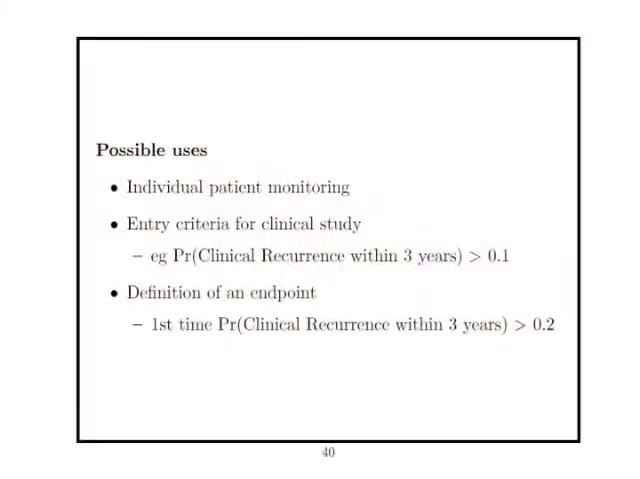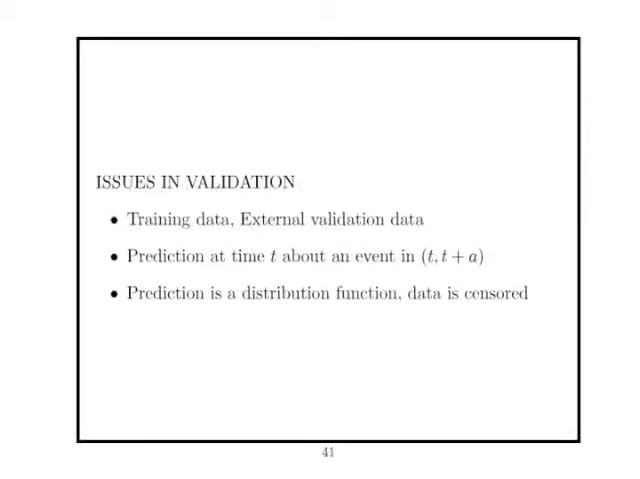And validation, I'm not sure how much time I've got here, but so what are the uses? One is I've focused on the patient monitoring use. Another thing would be an entry criteria to a study. If that probability was bigger than 10%, somehow it's eligible for a new agent which you're interested in investigating how effective it is. You want people who are at higher risk for recurrence in those studies.